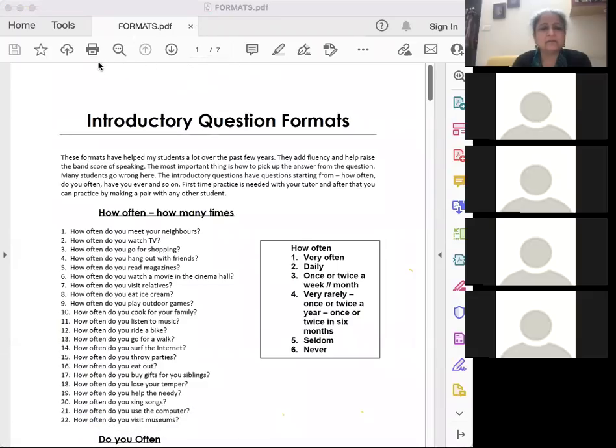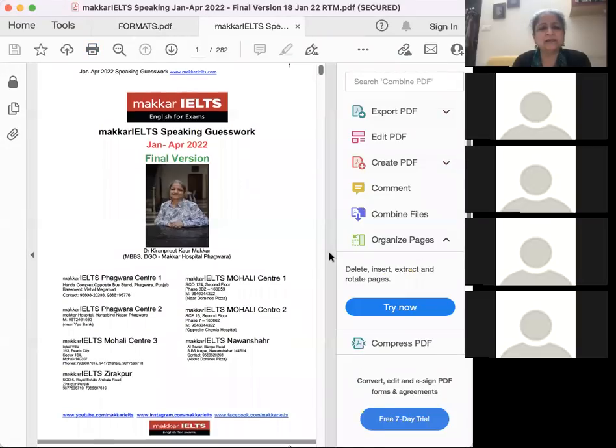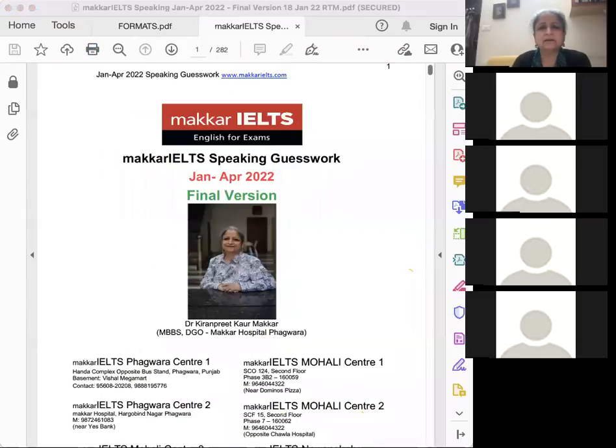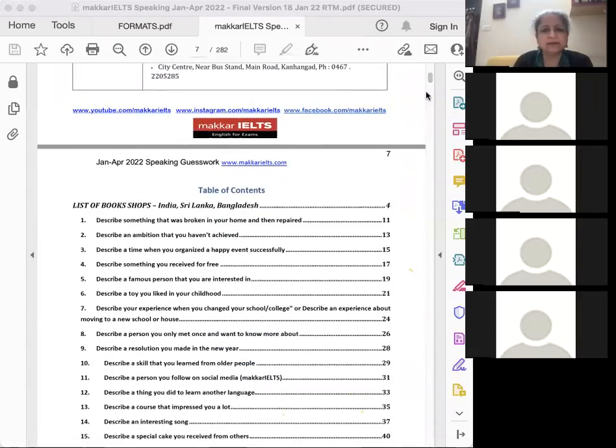मैम हाउ ऑफन में अगर सेल्डम और नेवर यूज करना है तो लास्ट में आई सेल्डम गो फॉर अ वॉक। ओके, आई सेल्डम गो फॉर अ वॉक आप बोल सकते हो ऐसे। ओके मैम। इसके इंट्रो सेट्स कहाँ पे हैं?